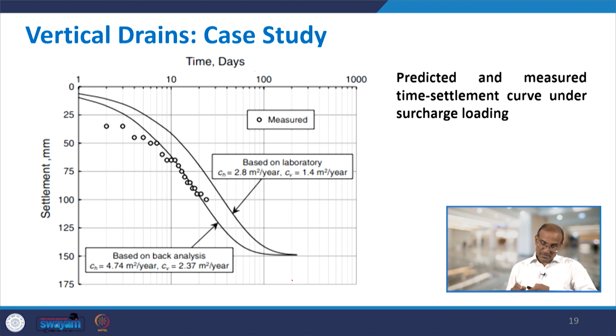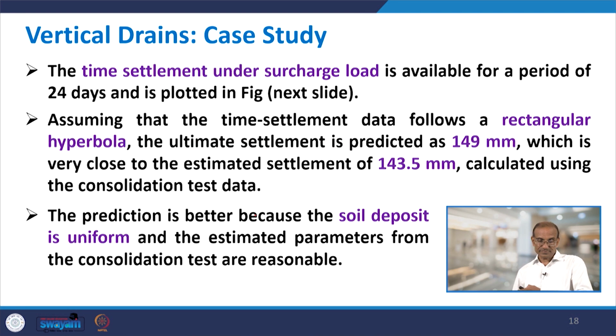The measured values are shown with circles here, and the curves show the predicted ones. One is based on back analysis and another is based on laboratory tests. CH and CV are the coefficients of consolidation, one for the horizontal direction and one for the vertical direction. You could see that the back analysis has the higher coefficient of consolidation, and as a result it provides more settlement for the same time period, while the one based on laboratory tests has lesser values. So the settlement is relatively less compared to the back analysis.